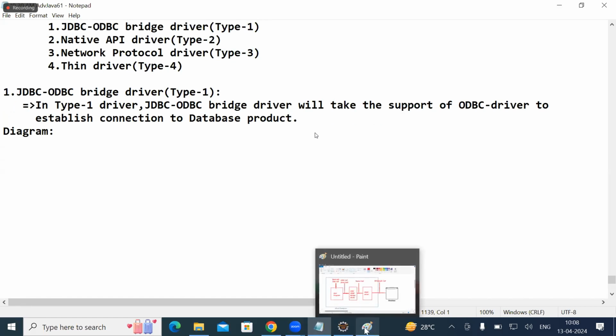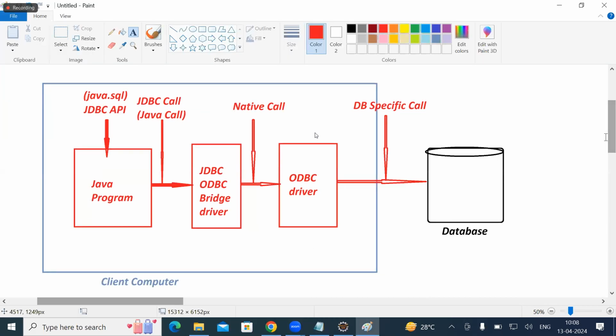This diagram, I'll give you time to draw it roughly. In an interview, you must draw it and show it on demand. Java program, JDBC-ODBC bridge driver, to ODBC driver, to database product.